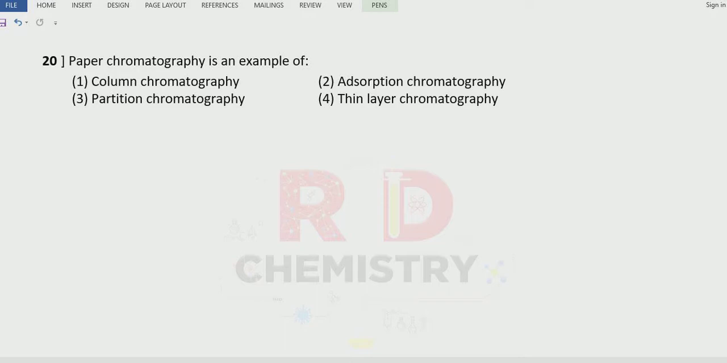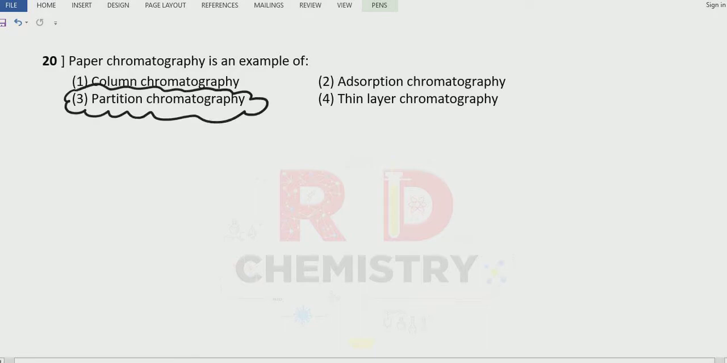Question number 20. Paper chromatography is an example of... It is a straightforward question. It is a fact. Answer is partition chromatography. Okay.